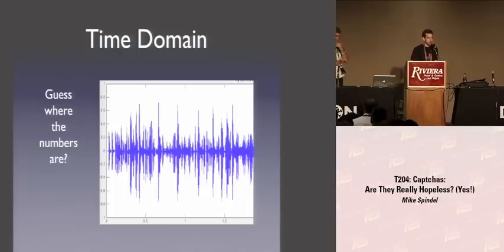Now you look at this CAPTCHA, right? This is just a time domain representation, and you see a whole bunch of spikes. Now I wonder where the numbers are in this CAPTCHA.